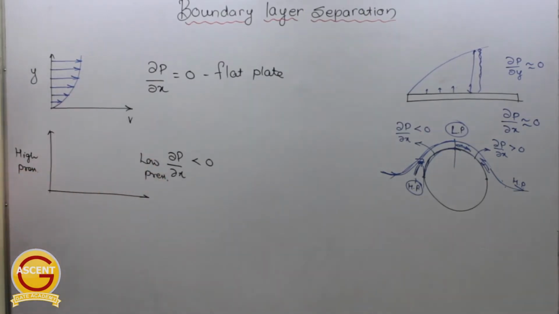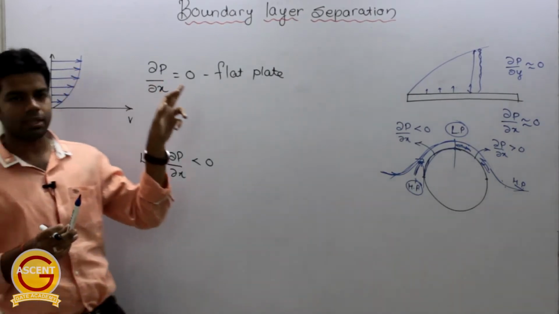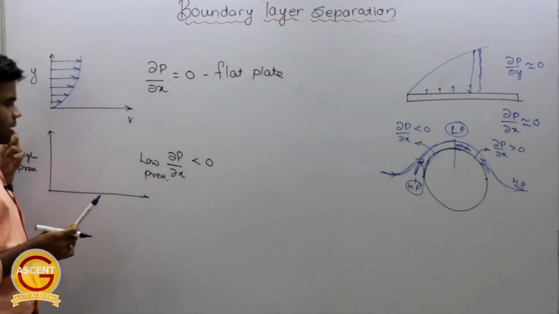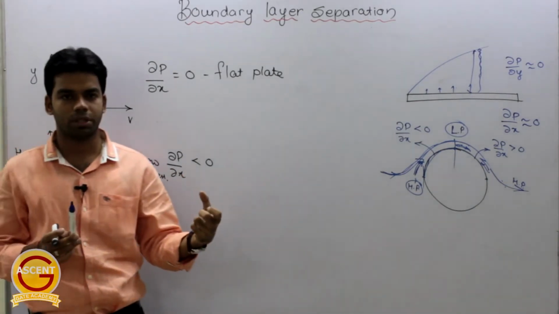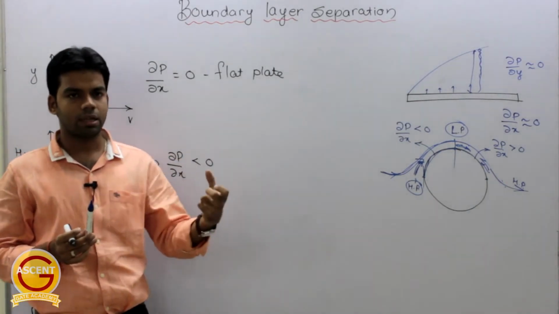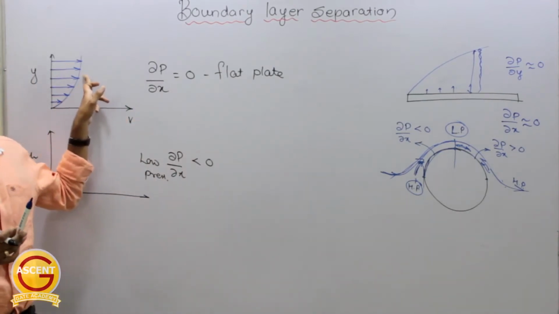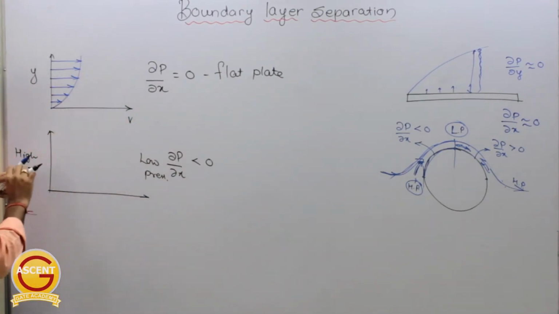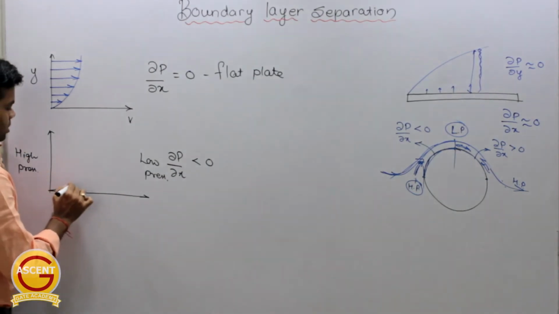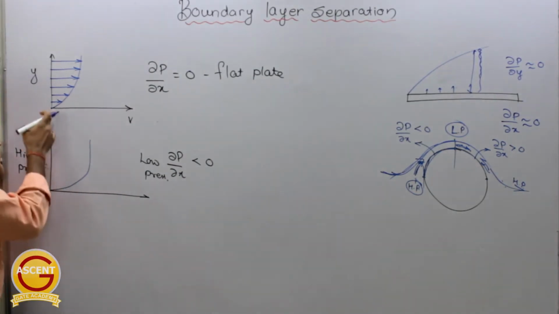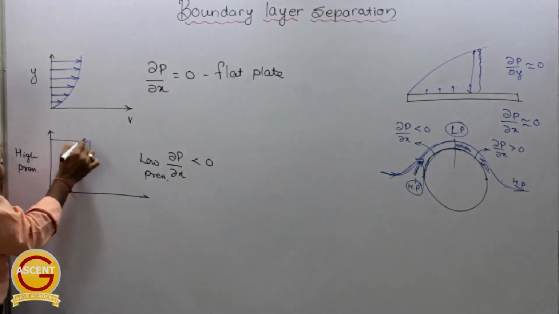Okay, so what will happen? Obviously the velocity will increase because the air will rush from the high pressure to the low pressure region, so the velocity will increase. Therefore the steepness of this velocity profile will be more. Okay, therefore this velocity profile will be somewhat like this. The steepness is more.